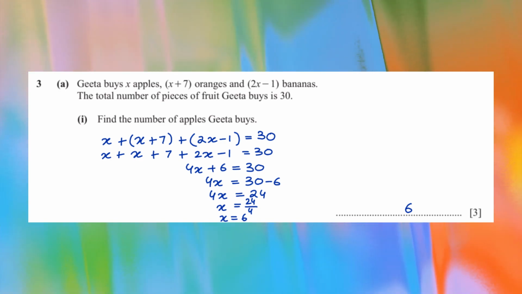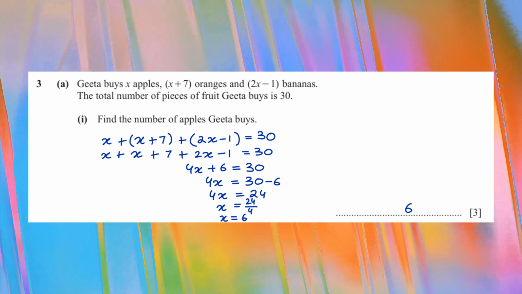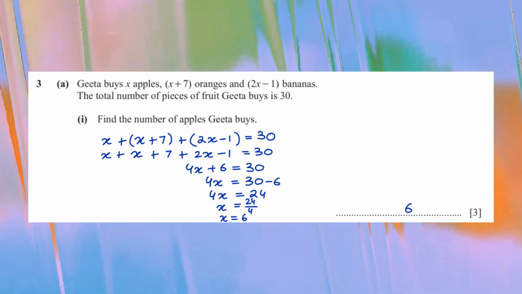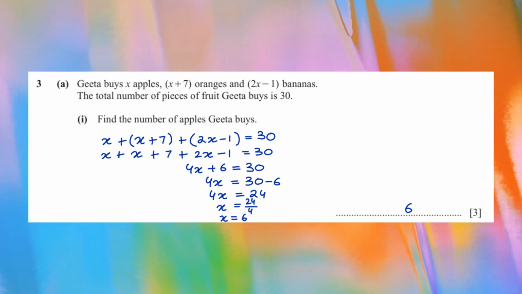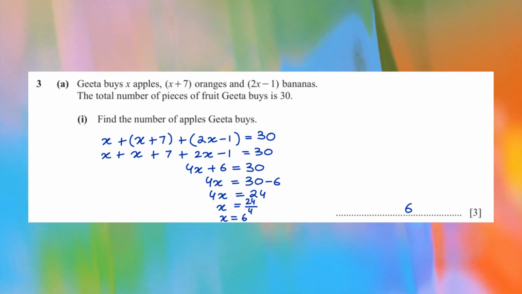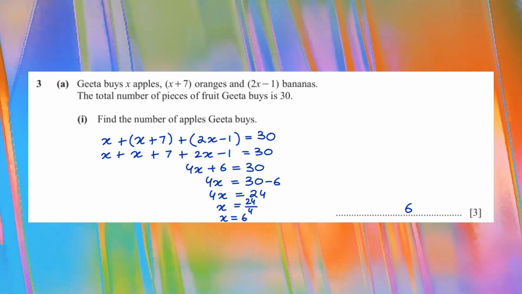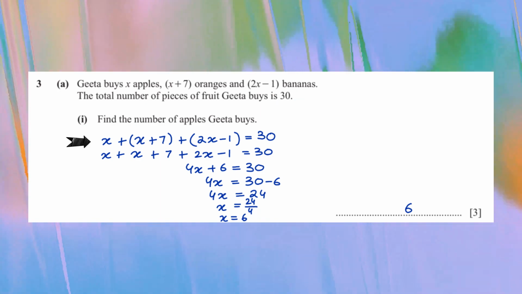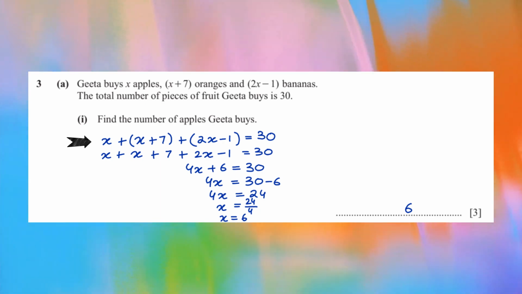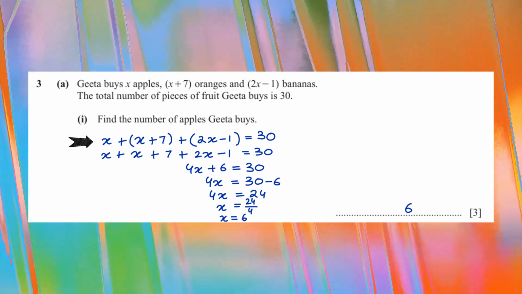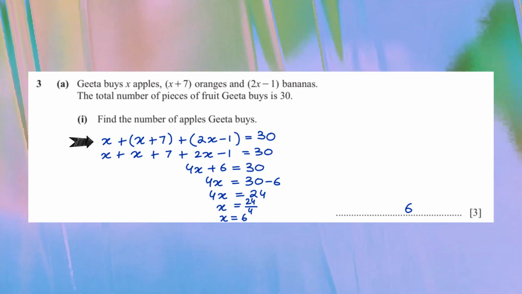It says Gita buys x apples, x plus 7 oranges, and 2x minus 1 bananas. The total number of pieces of fruit Gita buys is 30. Find the number of apples Gita buys. So we know that the total number of pieces of fruit Gita buys is 30. This means all the apples plus all the oranges plus all the bananas Gita buys equals 30. So we can write this as x plus 7 plus 2x minus 1 equals 30.